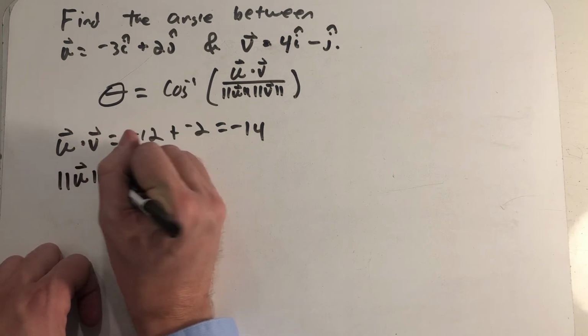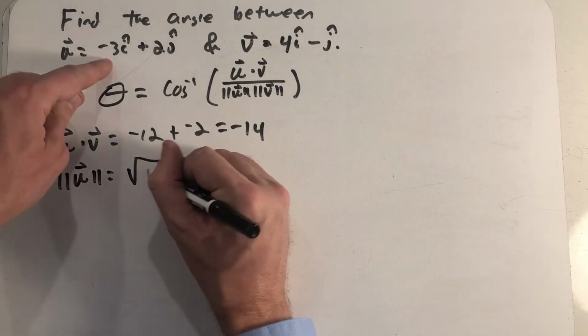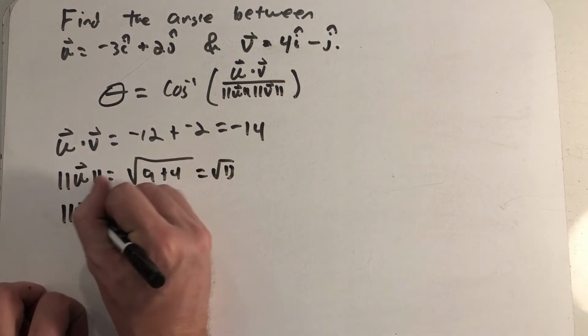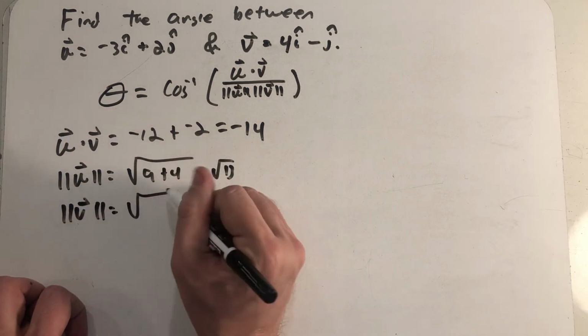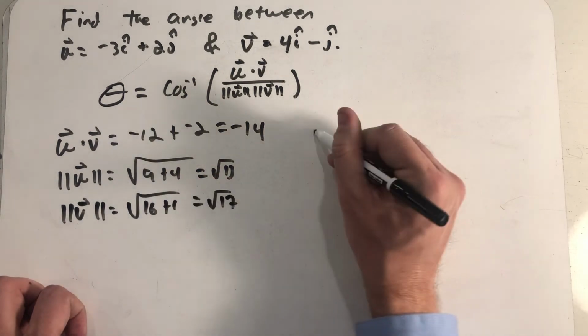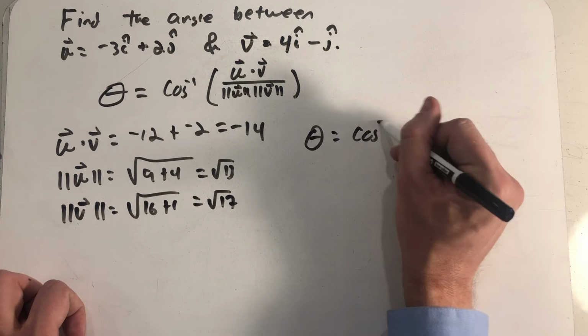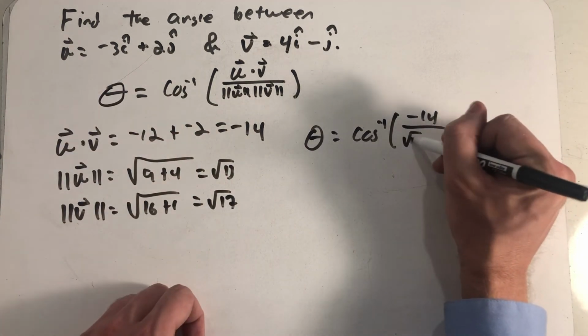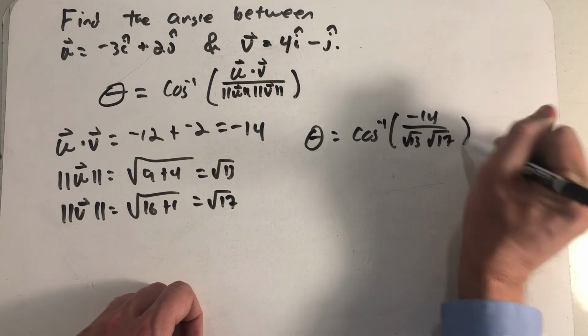All right, the magnitude of u: the square root of 9 plus 4 is root 13. The magnitude of v: the square root of 16 plus 1 is root 17. So my angle is the inverse cosine of u dot v all over root 13 times root 17.